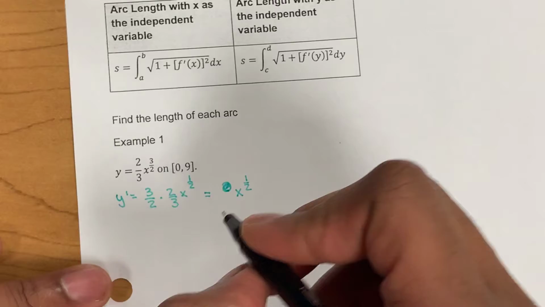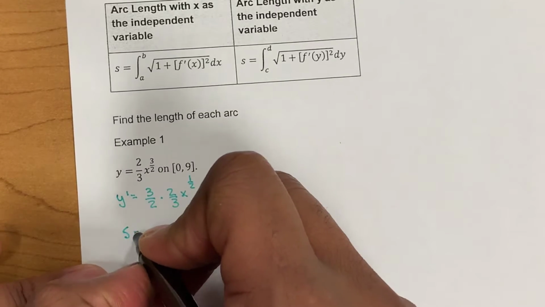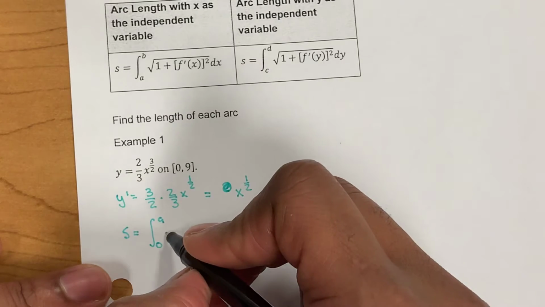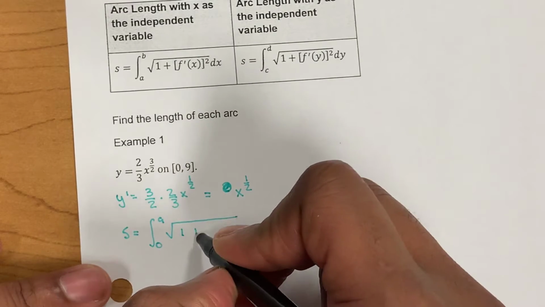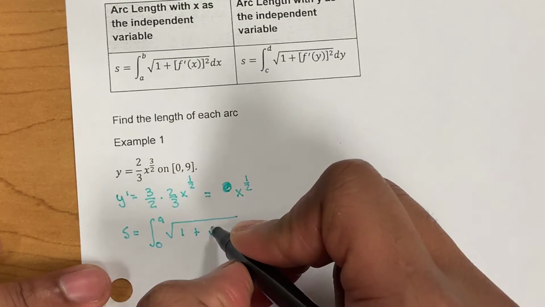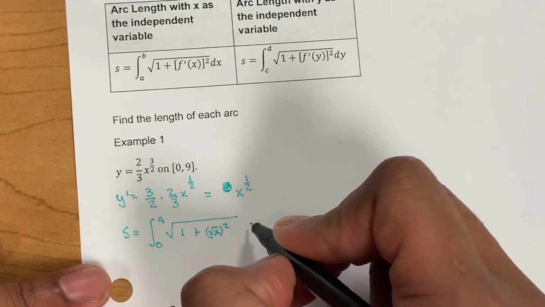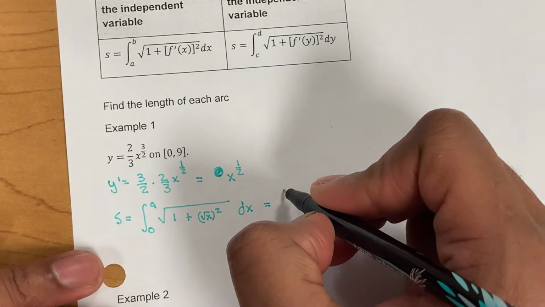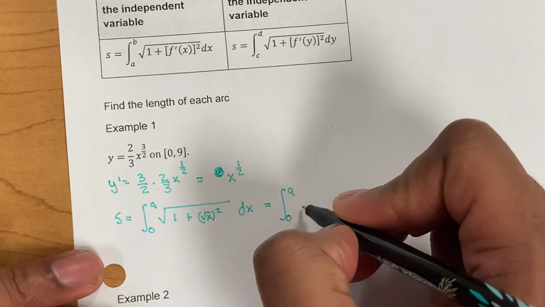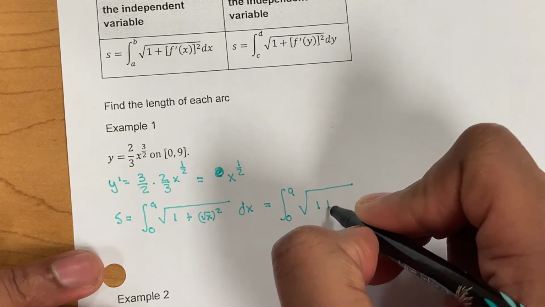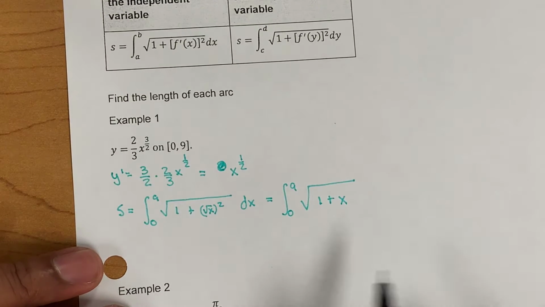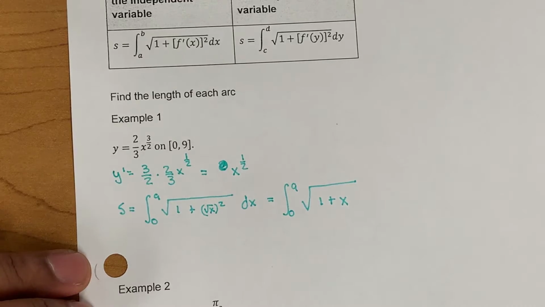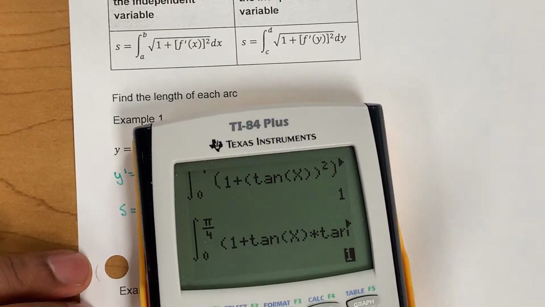When we set up arc length, we'll have s equals the integral from 0 to 9 of the square root of 1 plus, this is the square root of x, so the square root of x squared dx, which as a rewrite is the integral from 0 to 9 of just the square root of 1 plus x. So this is an integral that we can solve by hand. Let's put this in the calculator now so we know what the answer should be.